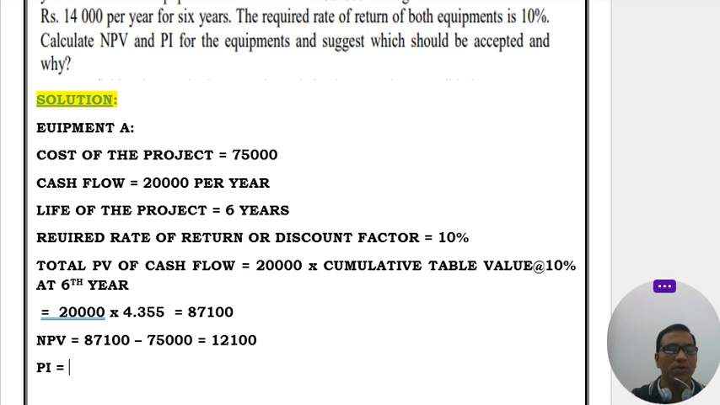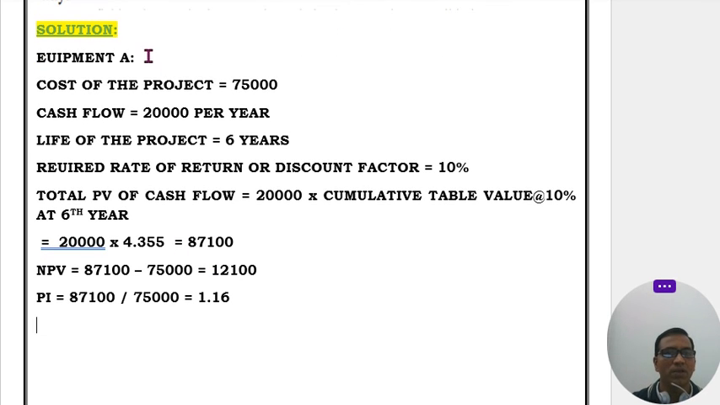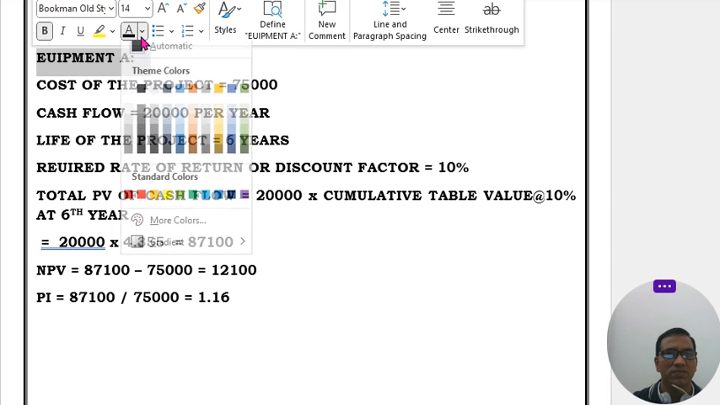Profitability index equals total PV of CFAT, 87,100, divided by 75,000. NPV will give you the value in amount. PI will give you the value in ratio. That's it. 87,100 divided by 75,000 is 1.16. So this is about the equipment A calculation.